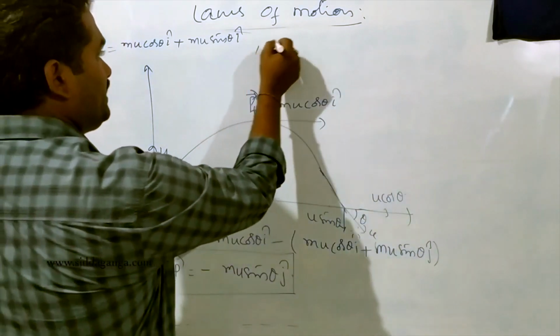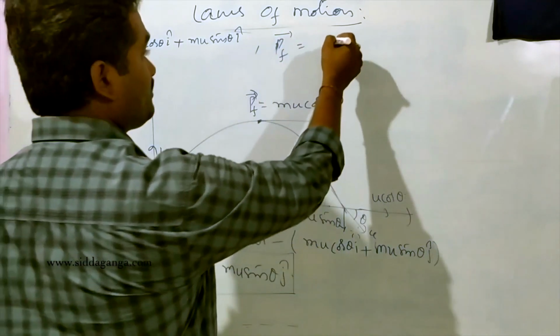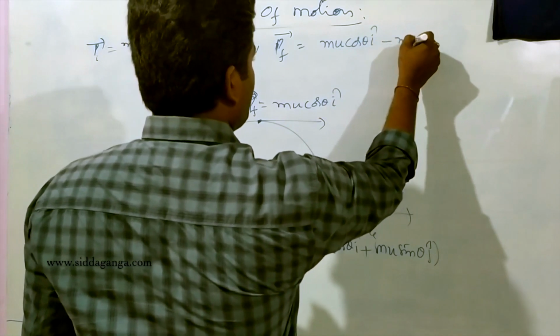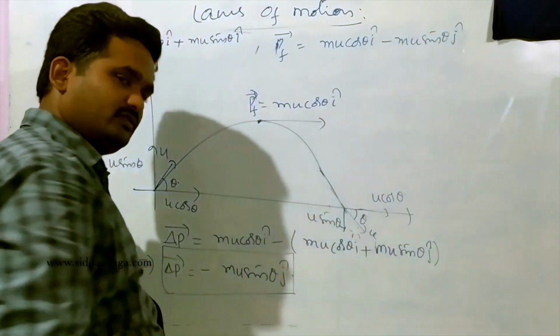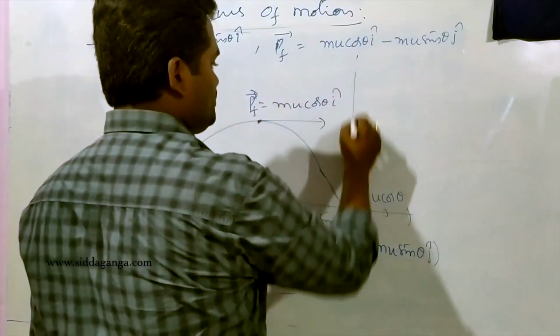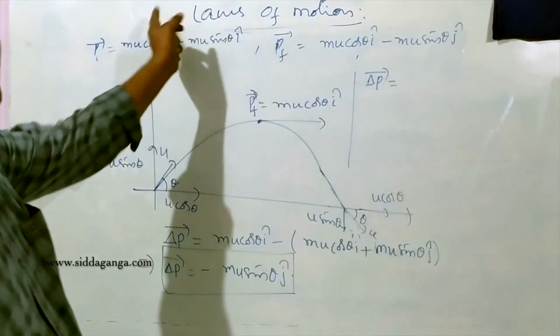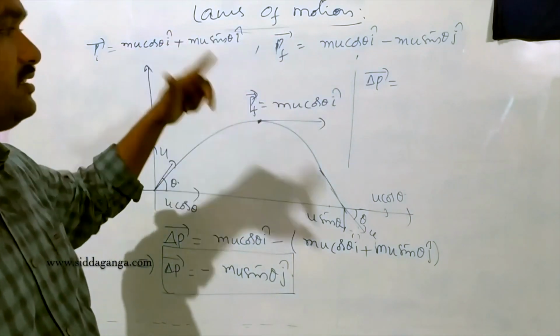But how do we write the final momentum during the time of flight? The final momentum equals mu cos theta into i cap minus mu sin theta into j cap. Minus means its vertical component is in the downward direction. So if I want to write the change in momentum during the time of flight, once again the cos theta terms get cancelled: mu cos theta minus mu cos theta gets cancelled.